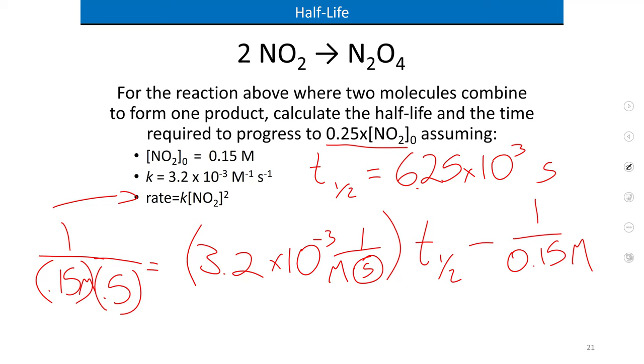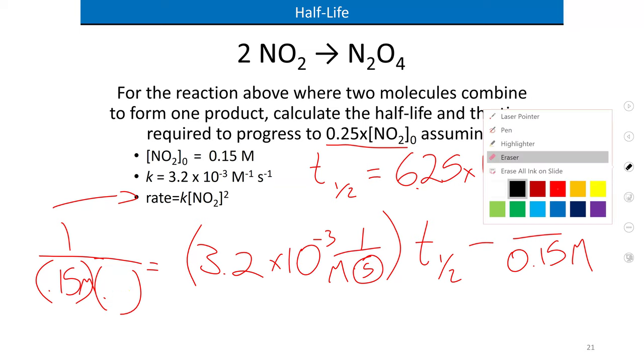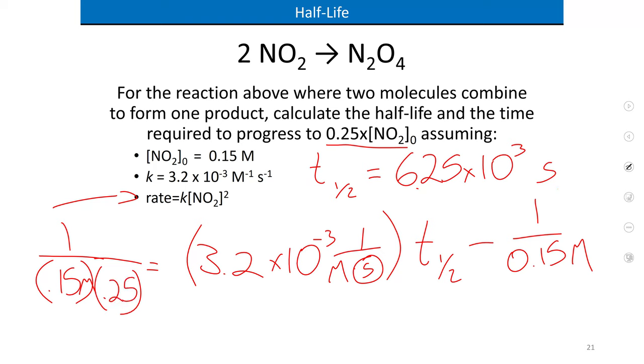In this case, though, because this isn't first order, we don't have a constant half-life, which means the time to get to a quarter of your starting material is not simply double this. We can solve this the same way though, except put in 0.25 instead of 0.5 here. And then we're not solving for the half-life. We're solving just for T, or you could say it's the quarter life. You wouldn't be wrong to say that. People would just look at you, tilt their head funny.